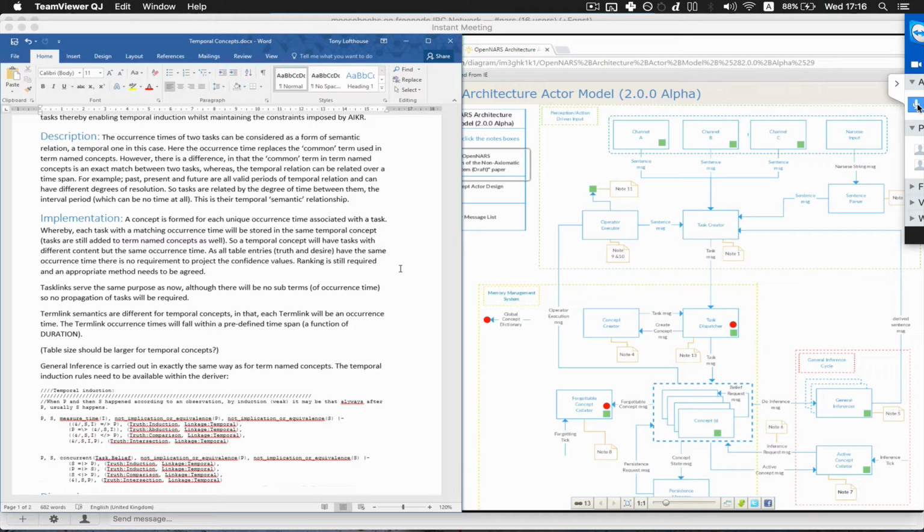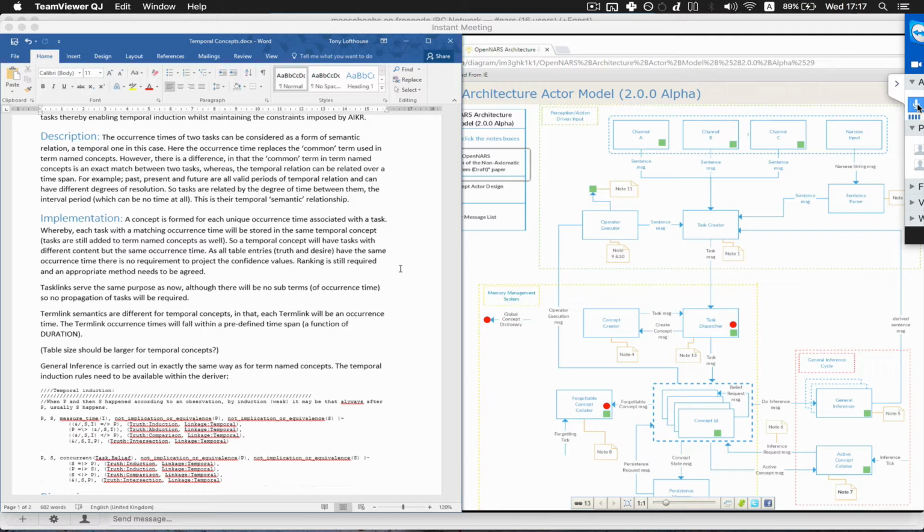Within the concept itself, it's a similar structure to a normal concept. It has task links, term links, tables, etc. But there are some differences. For example, the table entries for truth and desire, unlike in a normal concept where they're storing the same content with different occurrence times, in a temporal concept, they're storing different content with the same occurrence time. So there's no need to project the confidence values, because the times are already projected to the same moment, because that's the moment that the concept represents. You still need to rank them because you still got to select one from them somehow, which we need to decide which way we're going to do that. But it's a simpler model than what we have with the term name concepts.